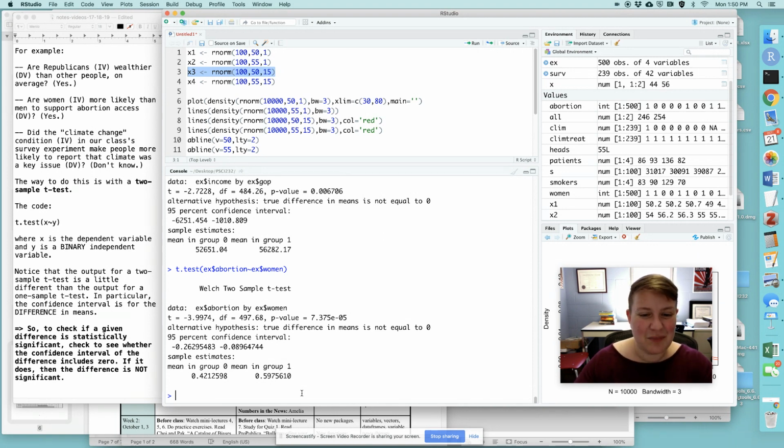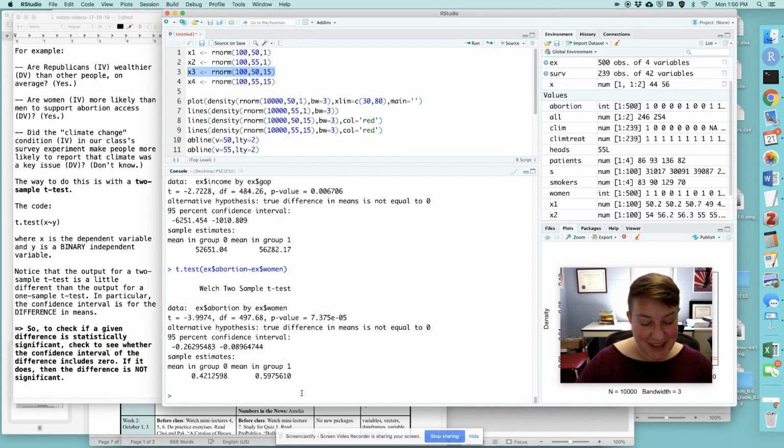7.375 times 10 to the negative fifth, or about 0.000007. Very low p-value. So in this case, again, we reject the null hypothesis that the true difference between women and non-women is 0. And that is good evidence for an alternative hypothesis that there is a difference between women and men, or, right?